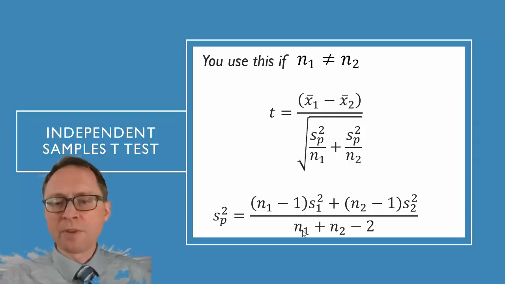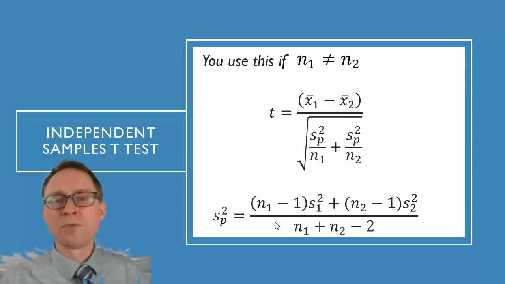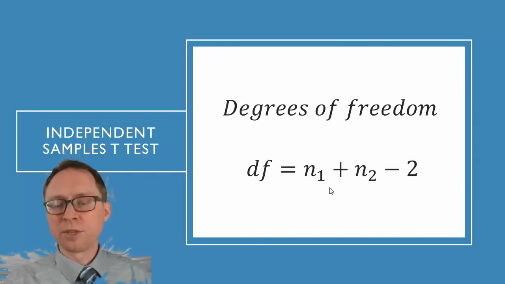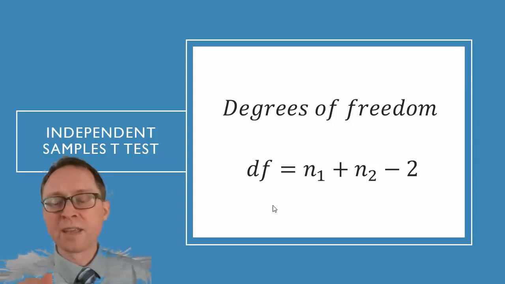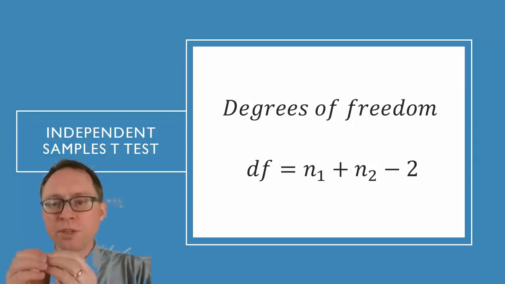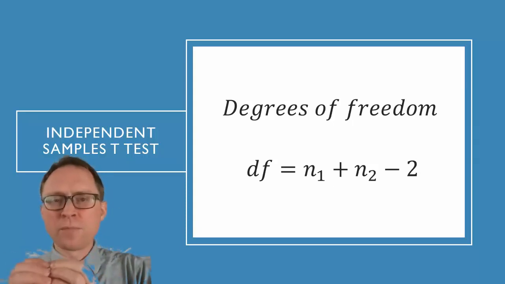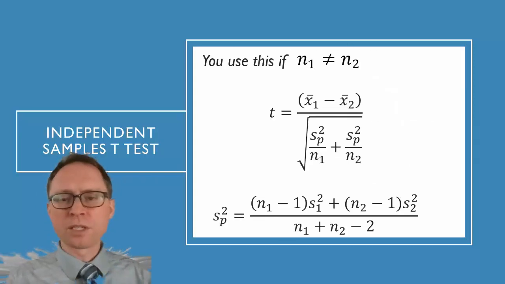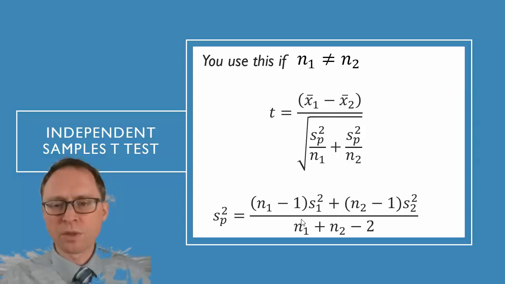You divide that by the degrees of freedom of everything. In fact, if you remember, n sub 1 plus n sub 2 minus 2 is the degrees of freedom formula that we use for all of independent samples t-test. So what we're doing is taking the variance of each group times their individual degrees of freedom, adding that together, and dividing by all the degrees of freedom to get that number. We'll get to these in just a second, but this is what we're looking at right now.